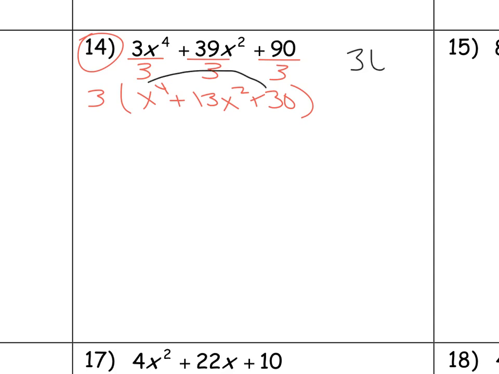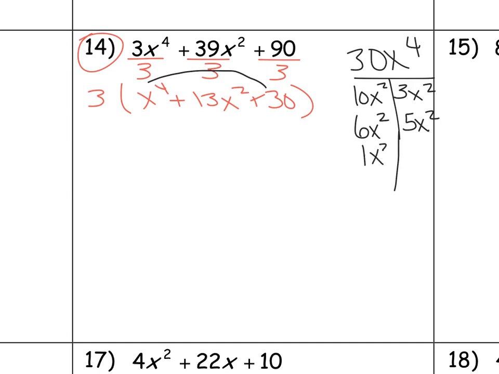Okay, so I have 30x to the 4th. I have to look and see what are the 2 factors that when I multiply them together get me to 30x to the 4th but adds to 13x squared. So let's see, we've got 10x squared, 3x squared, I have 6x squared, 5x squared, we could do 1x squared, 30x squared. All right, so let's stop there. Obviously there are many more other factors, but let's look at what we've got.